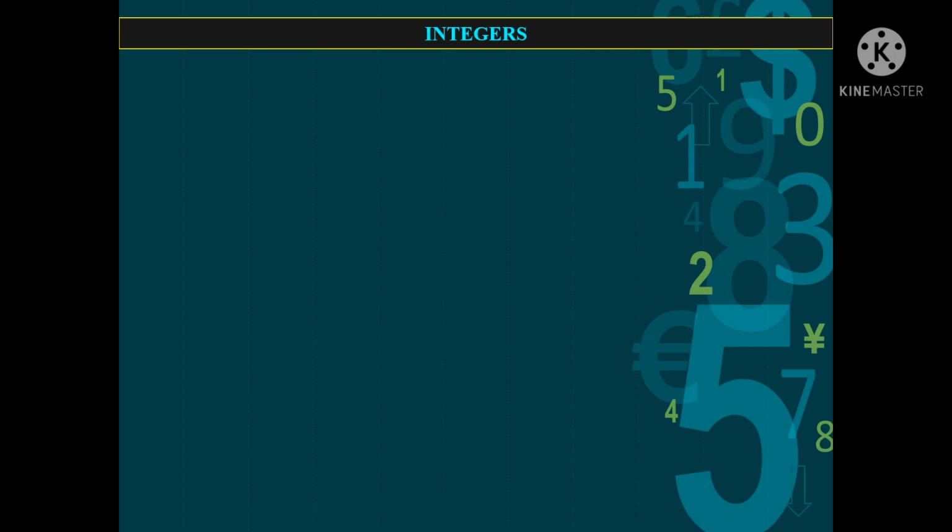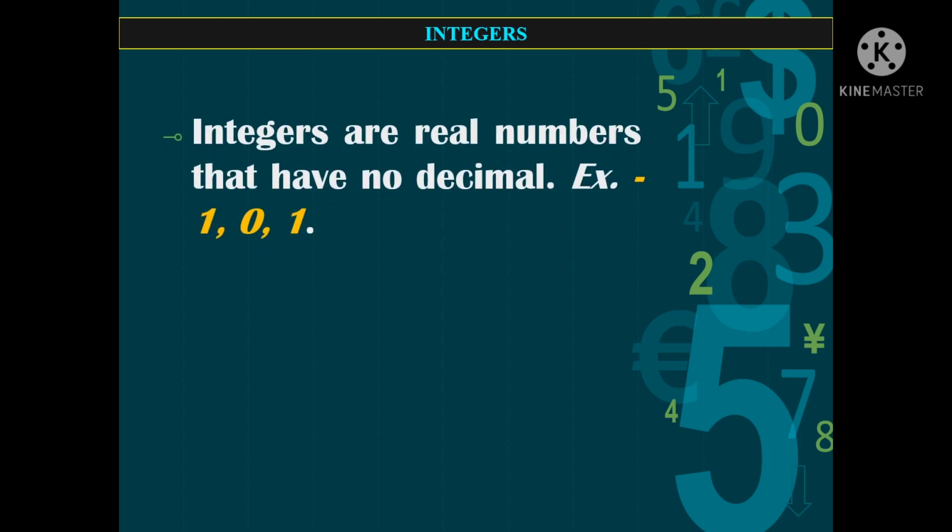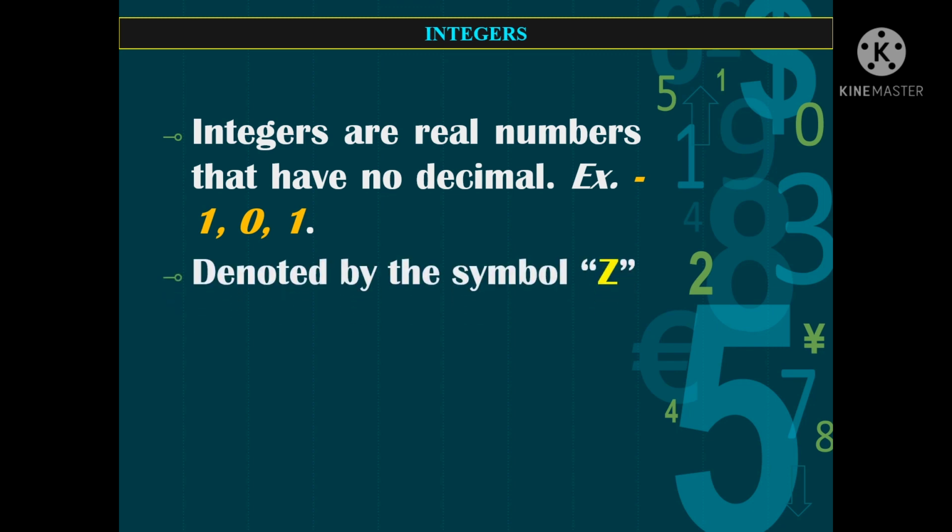Now we have already discussed the difference between rational and irrational numbers. So under the rational numbers, we have the integers. So let us first define what integers are. Integers are real numbers that have no decimal. So we have examples: -1, 0, and 1. It is denoted by the symbol capital Z.